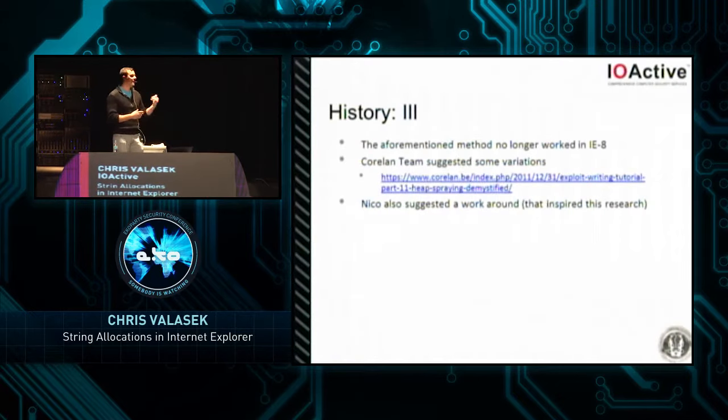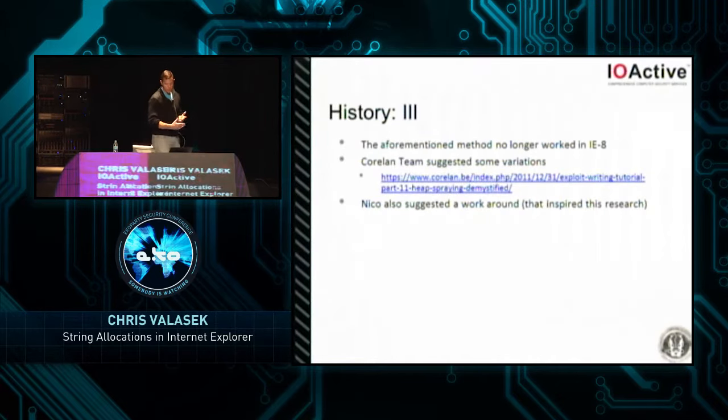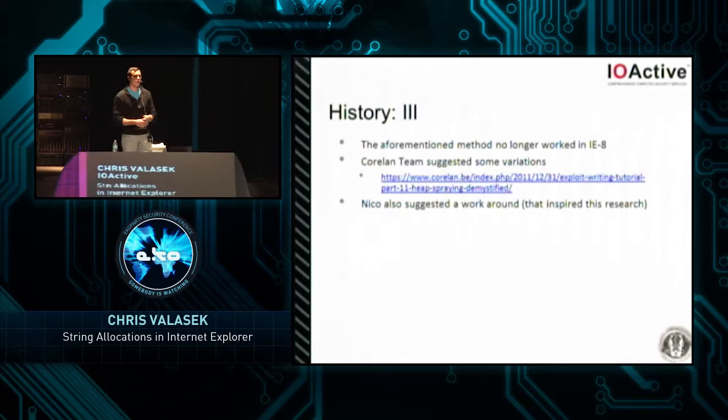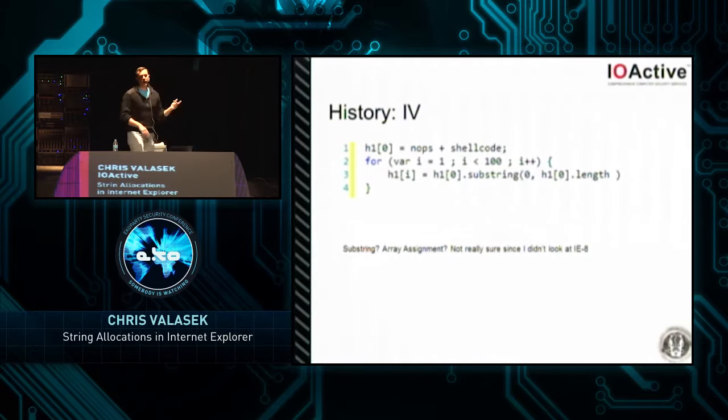The last slide really wouldn't work anymore in IE 8, and I never got any code reasons why that happened. The Corlin team suggested some variations that worked, but the only evidence that they worked was that they saw their memory populated in the debugger. There was no reverse code. Nico also suggested a workaround, which worked as well. I didn't really look at this in IE8, but I assumed it was actually creating memory when you were doing substrings. But again, I didn't know.